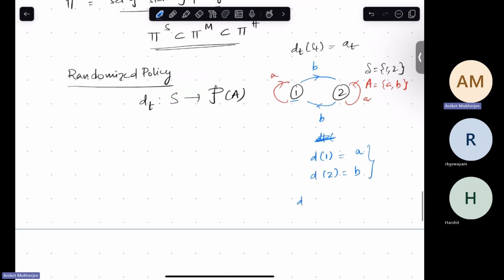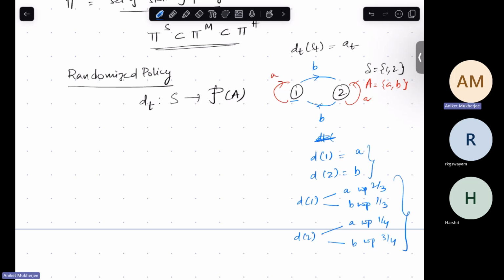Now, if I say D1, you choose A with probability 2 by 3 and B with probability 1 by 3. D2, you choose A with probability 1 by 4 and B with probability 3 by 4. These types of decision rules are known as randomized decision rules. You understood the difference between both of them, right?